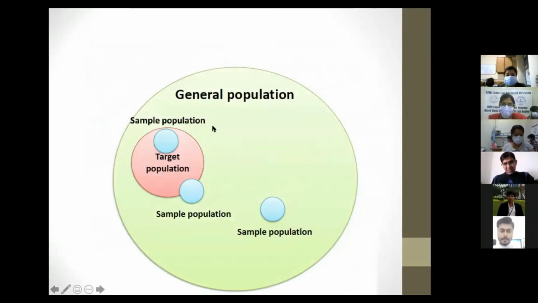Here you can see this is the general population, and there is an intervention for this target population. Which sample population will be the best representation, the best for conducting a trial? The one that is fully inside the target population, or the one that is not inside the target population? For me, the circle that is inside the target population will be the best one.